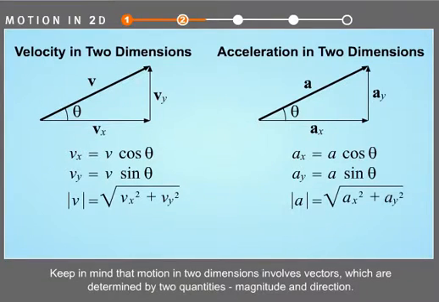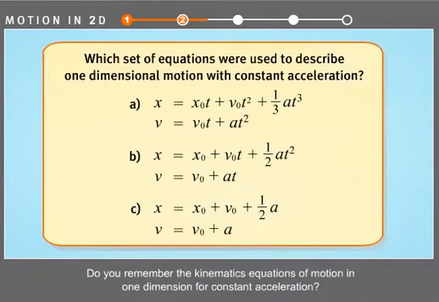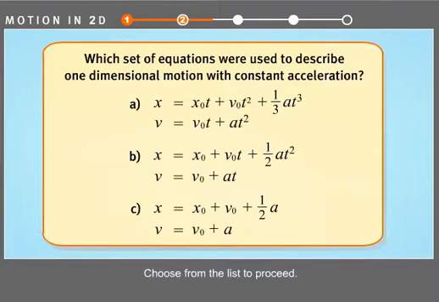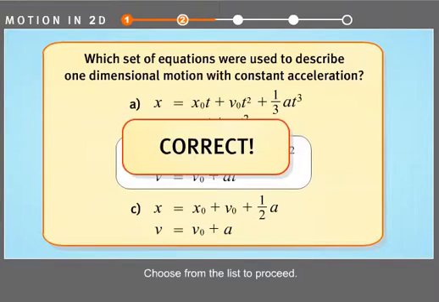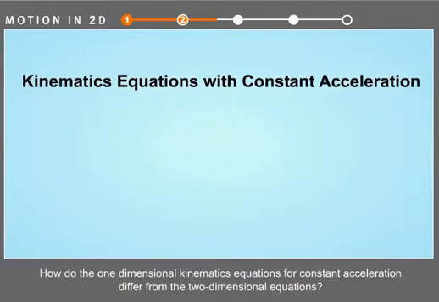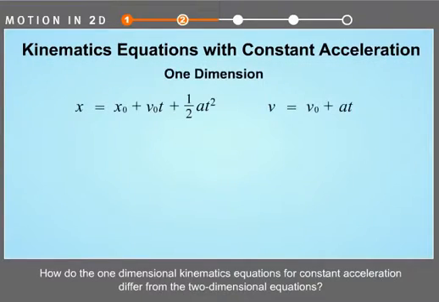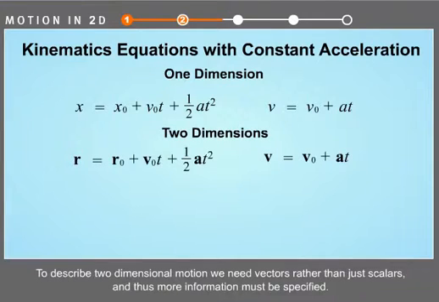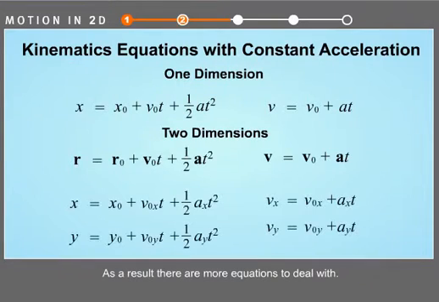Do you remember the kinematics equations of motion in one dimension for constant acceleration? Choose from the list to proceed. Correct. How do the one-dimensional kinematics equations for constant acceleration differ from the two-dimensional equations? To describe two-dimensional motion, we need vectors rather than just scalars, and thus more information must be specified. As a result, there are more equations to deal with.